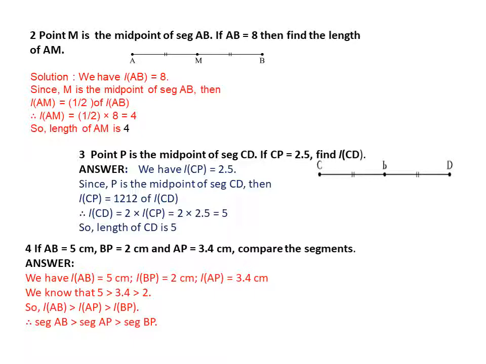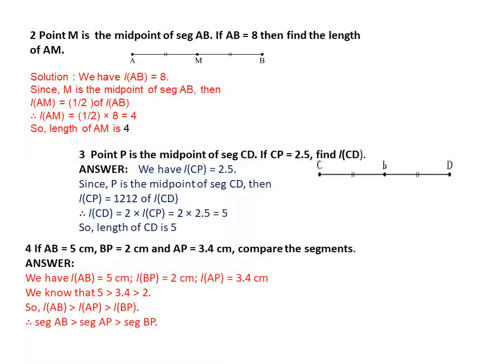Then we have length CP is equal to 2.5. Since P is the midpoint of segment CD, length CP is equal to half of length CD. Length CD is equal to 2 into length CP, that is 2 into 2.5, which means 5. So the length of CD is equal to 5. Here the half, 1 upon 2, is divided and comes to the other side to multiply. Therefore length CD is equal to 2 into CP.